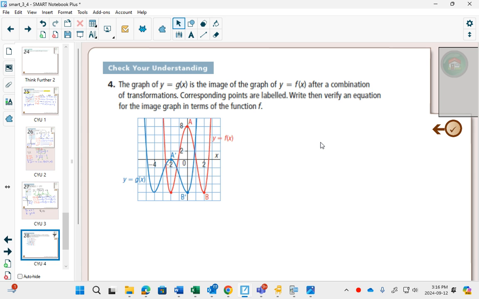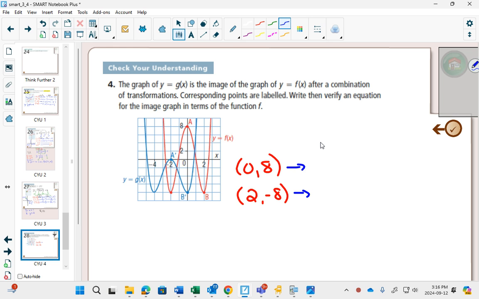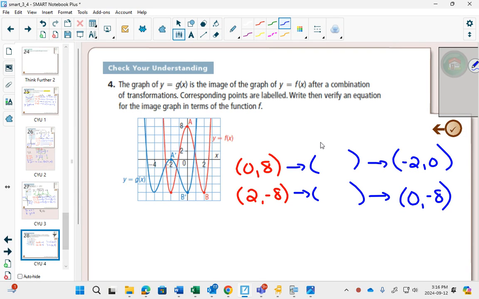If we look at point A on the red graph, it's at 0, 8. And point B on the red graph is at 2, negative 8. Now, a bunch of things may have happened, but it tells us that A ends up at negative 2, 0, and B ends up at 0, negative 8. And you have to find out what's happened.